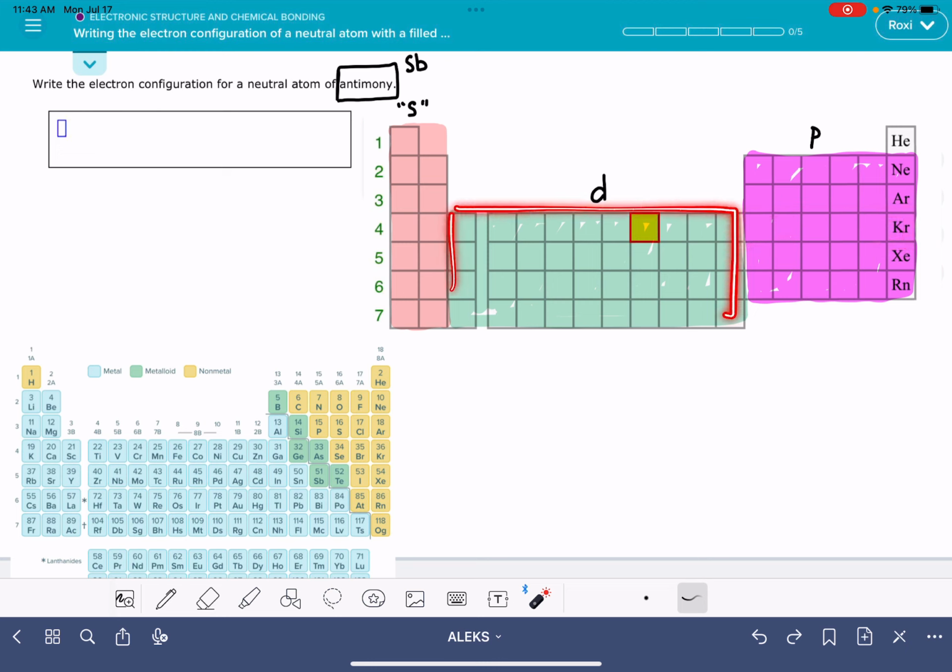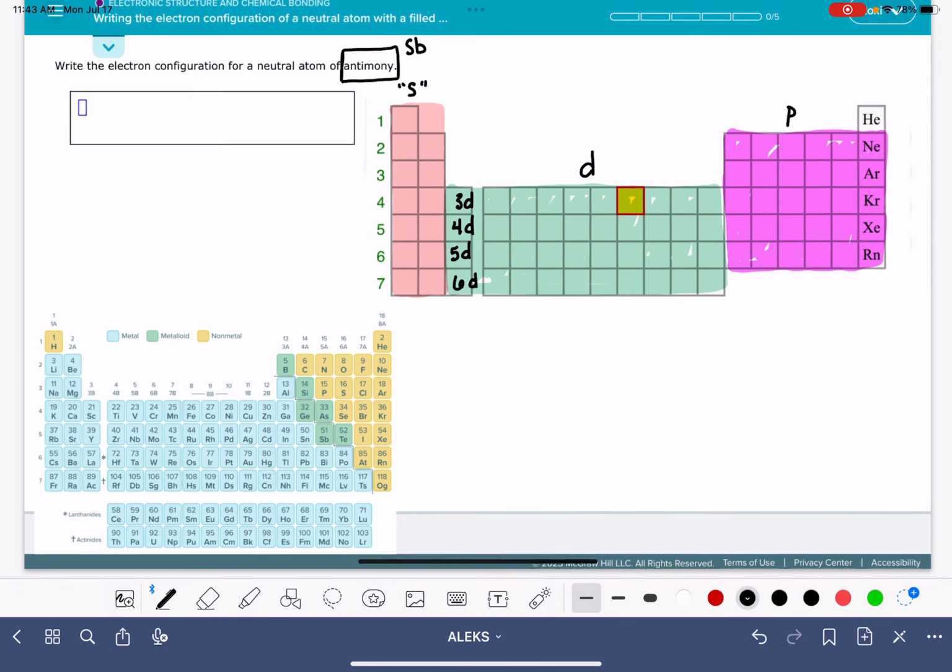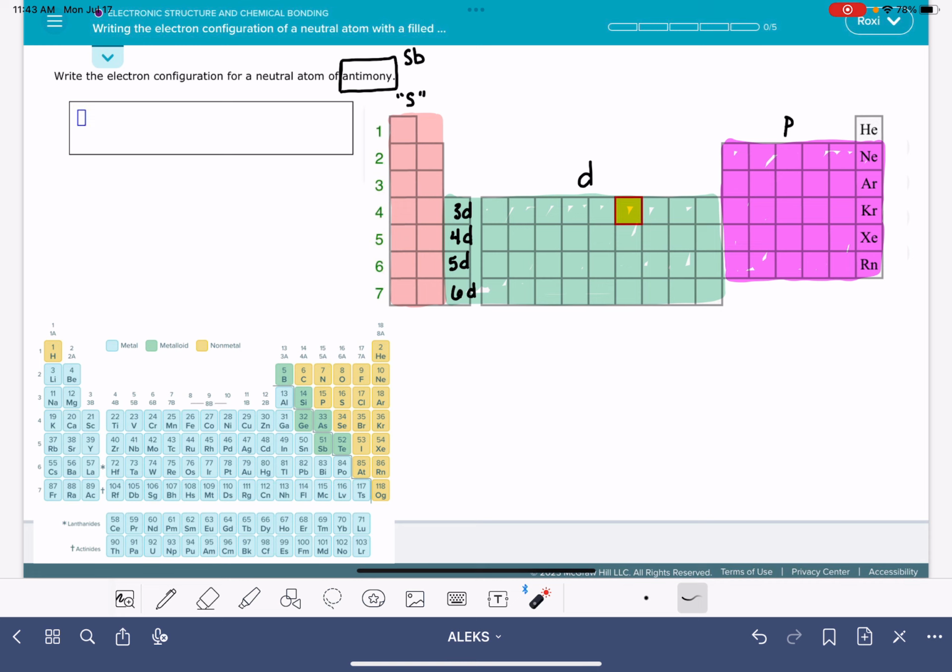For the d elements, the numbers are one row behind. So even though this is in row number 4, it actually pertains to the filling of the 3d orbitals. Even though this is row number 7, it pertains to the filling of 6d. So again, these are all one number behind. These would be the 5d.